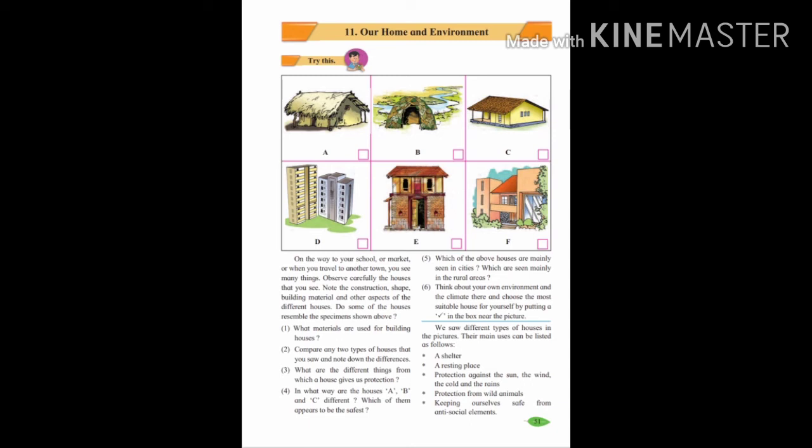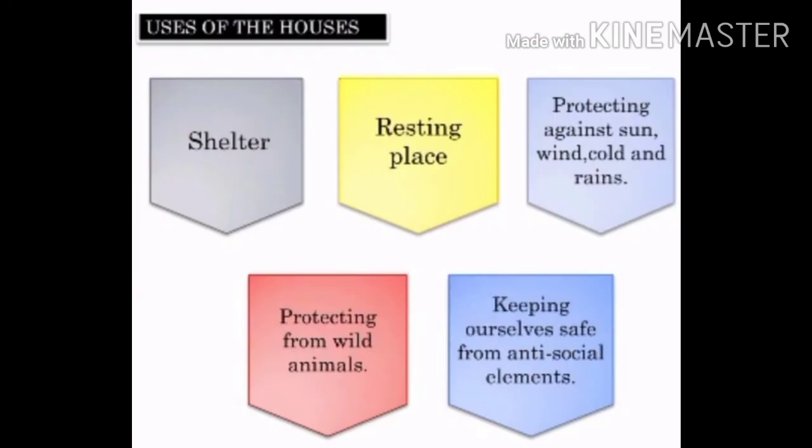Now students, we saw different types of houses in the pictures. Their main uses can be listed as follows. The uses of houses are: it gives us shelter, it is a resting place, it gives protection against the sun, wind, the cold, and the rains, protection from wild animals, and keeping ourselves safe from antisocial elements.